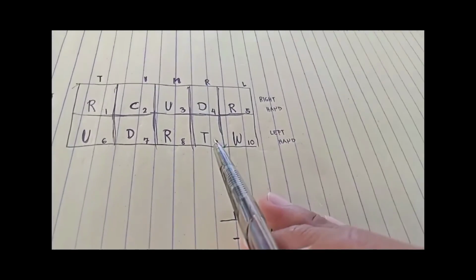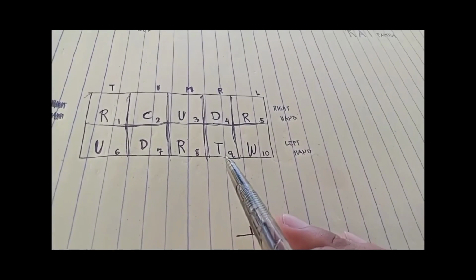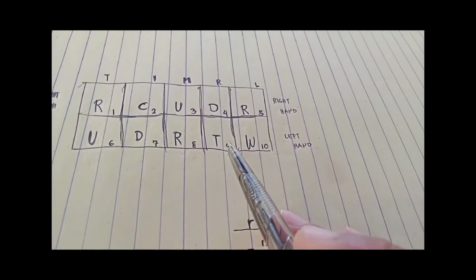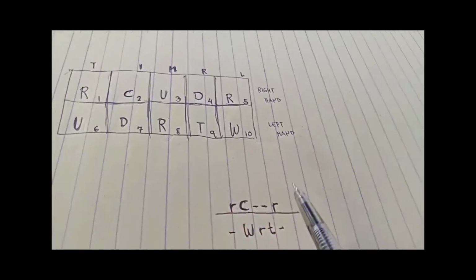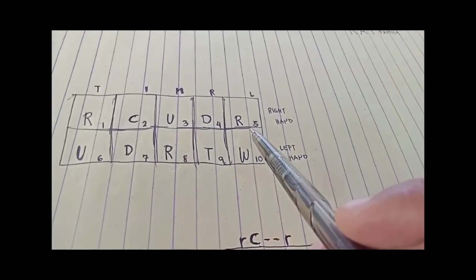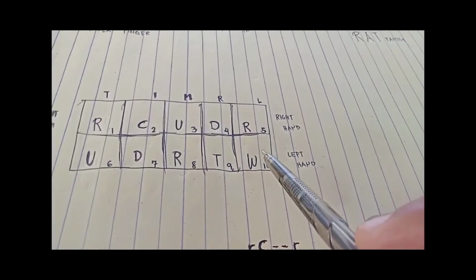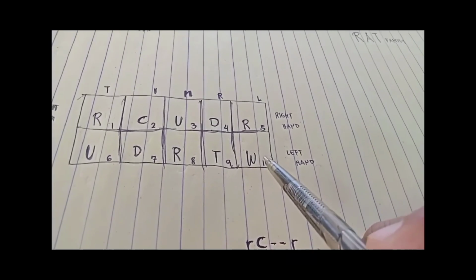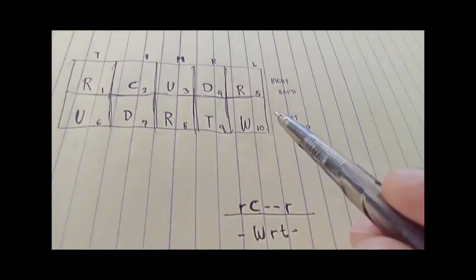In finger number 9, it is a tented arc, and still it is a member of the rat family, so we will put a small letter T. And lastly, in finger number 10, it is a plain whorl. The plain whorl is not a member of the rat family, so we will put a dash here.